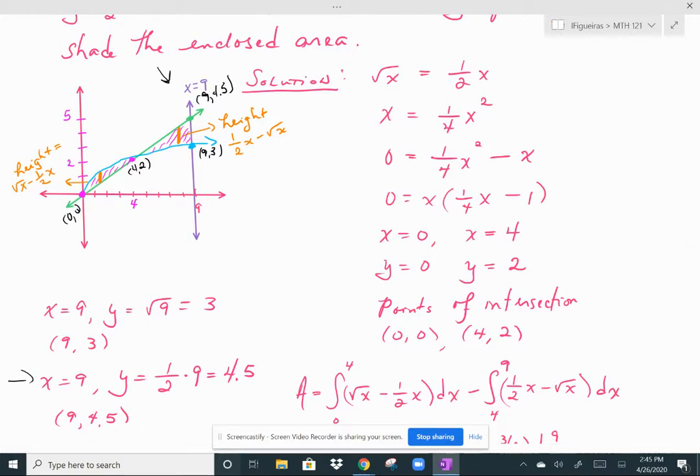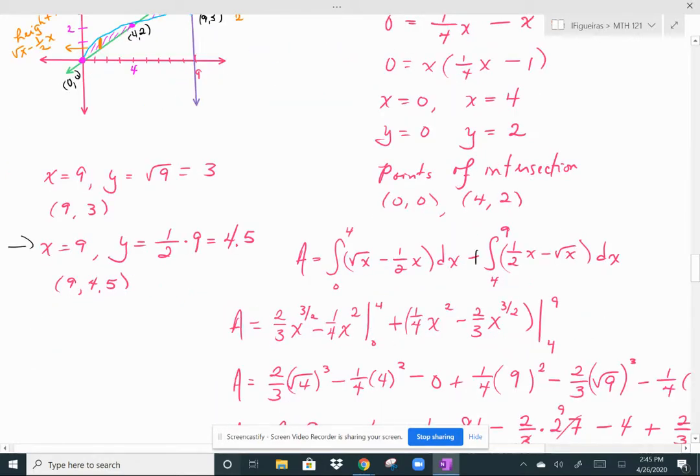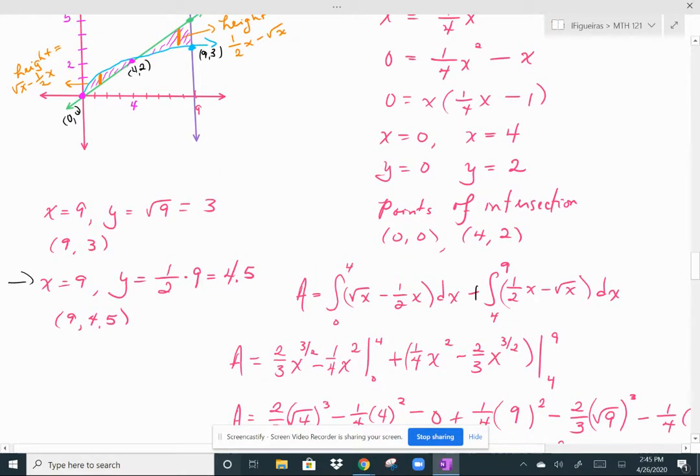So when I look at this, I again have a situation where I have an area to compute that I have to split up into two different integrals. One from 0 to 4 and the other one from 4 to 9. Okay, so I have the integral from 0 to 4 of the square root of x minus 1/2 x. So square root of x is the blue curve and 1/2 x is the green. Plus the integral from 4 to 9, and this time the line is greater than the radical. So I have 1/2 x minus square root of x.